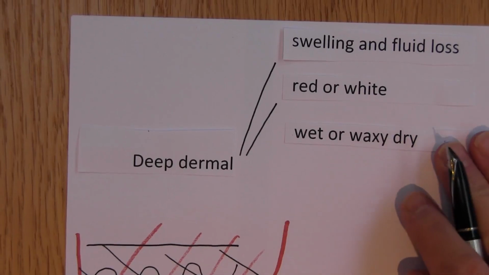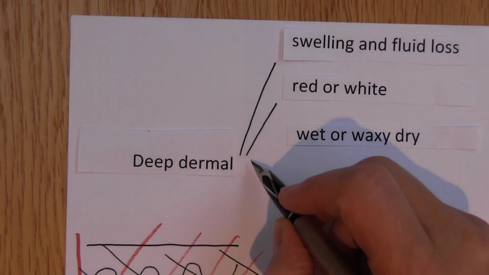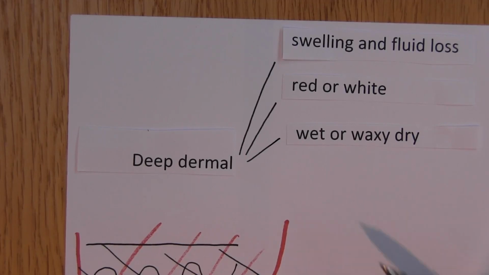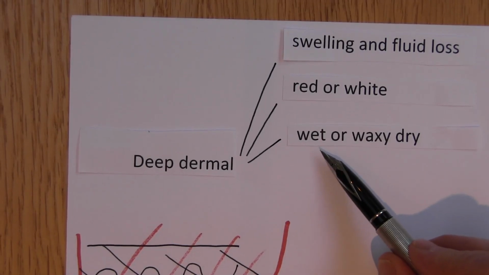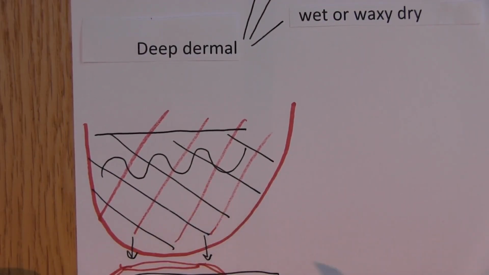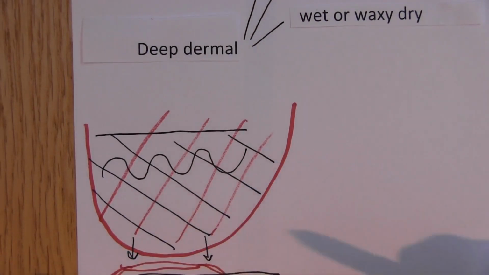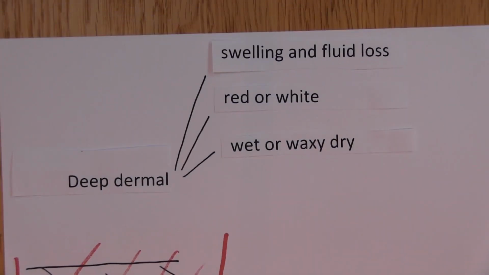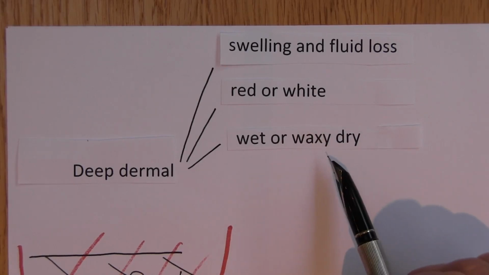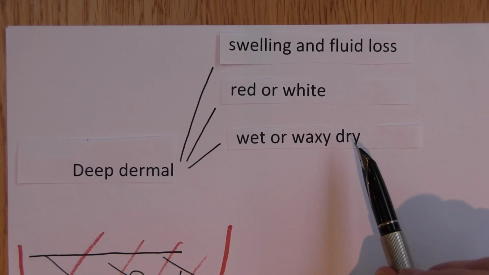Very often these have a wet or a waxy dry appearance. So these wounds are typically not as wet as the shallow dermal, because of course in the shallow dermal there's a lot of vasculature left, but in the deeper dermal less vasculature left, and very often we get this white, waxy, dry looking appearance.